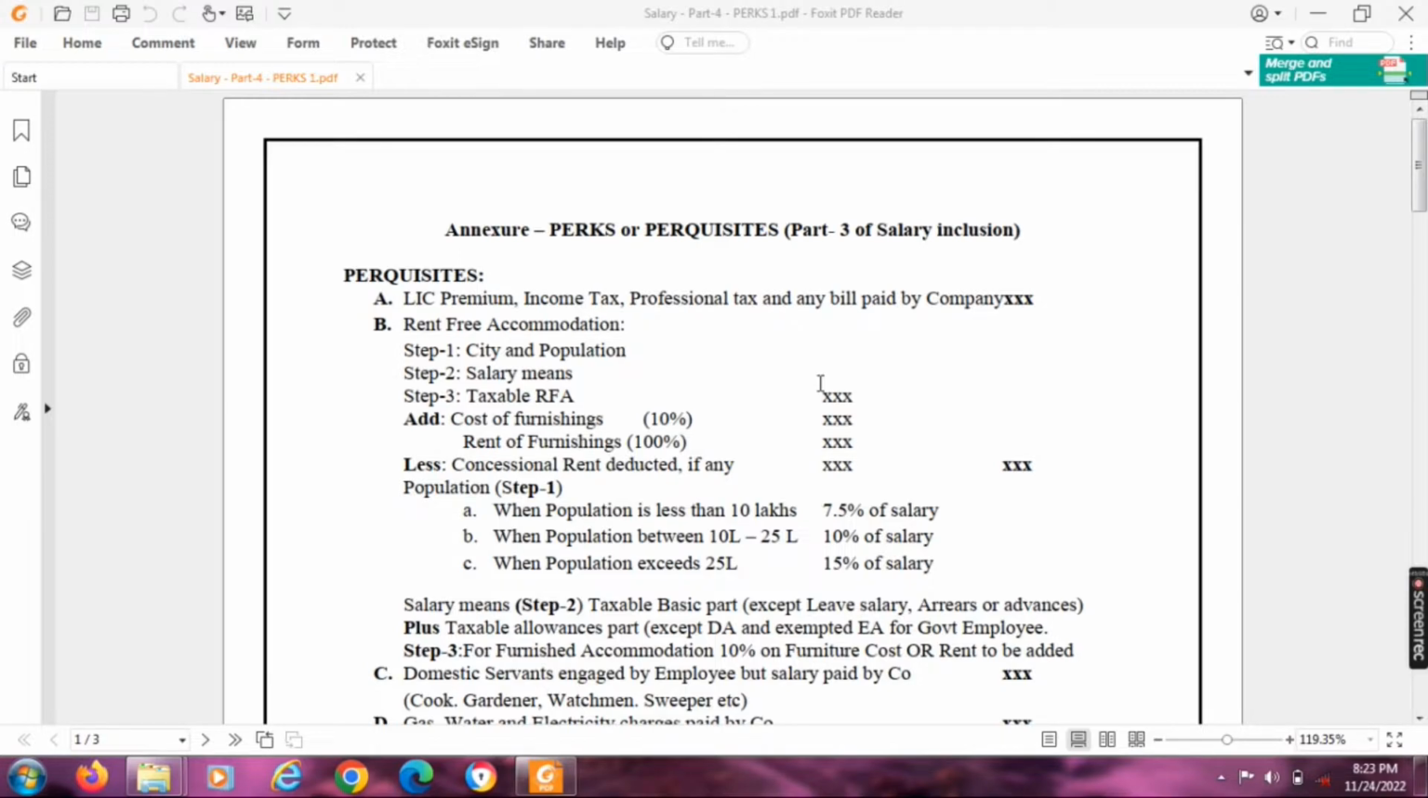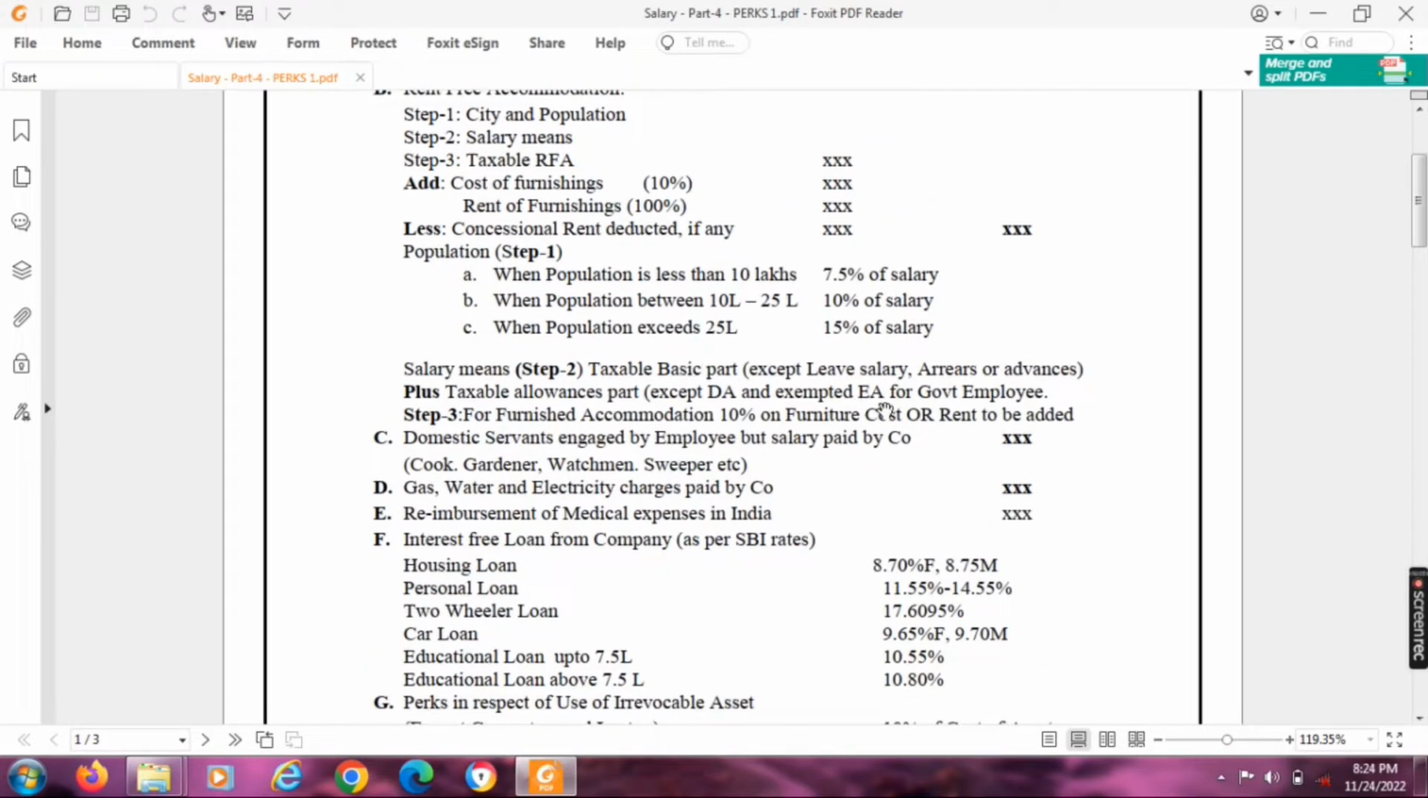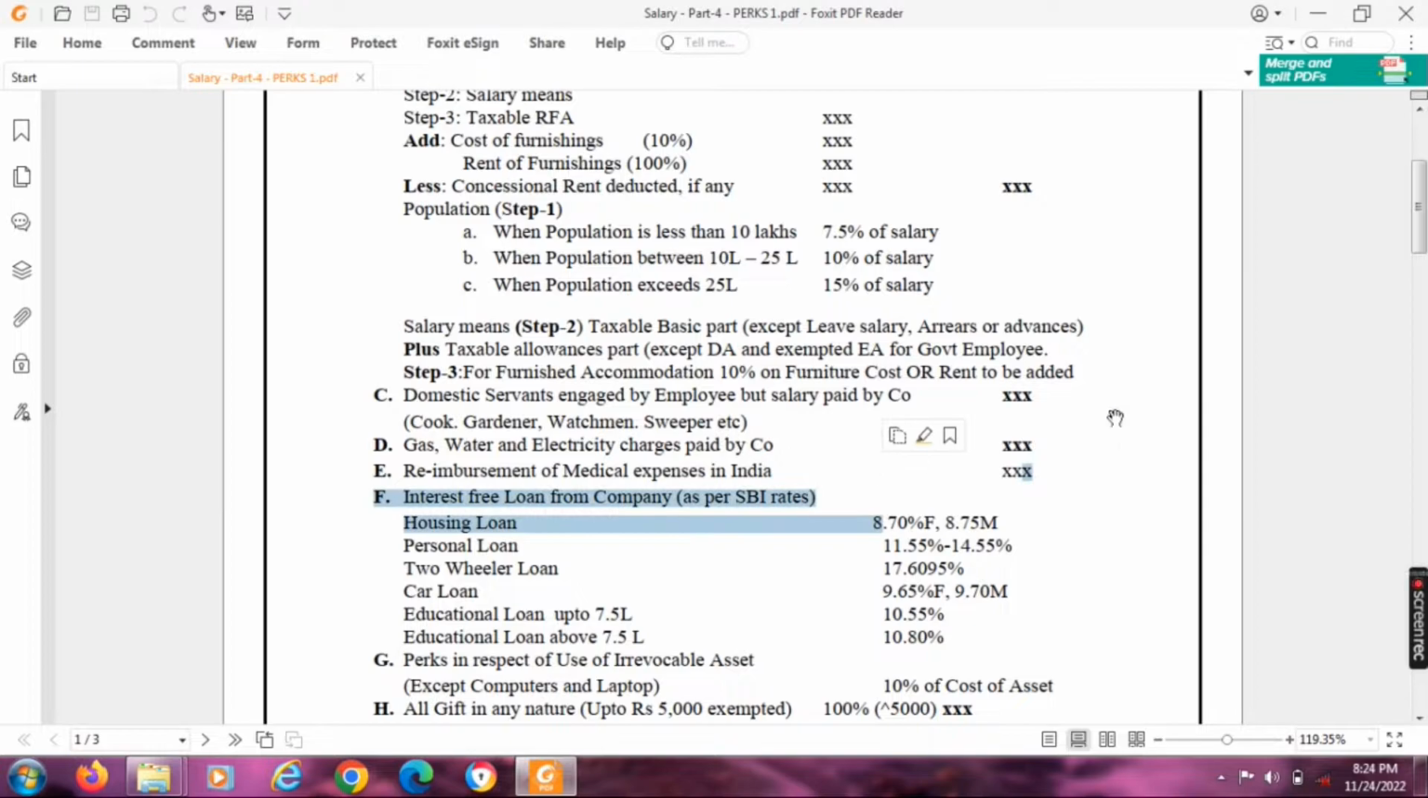And the third one, domestic servants engaged by employee but salary paid to them by the company, means that's 100% taxable in the hands of employee for cook, gardener, watchman, sweeper, etc. Fourth one, gas, water and electricity charges paid by company, 100% taxable. Fifth one, reimbursement of medical expenses in India, 100% taxable in the hands of employee.